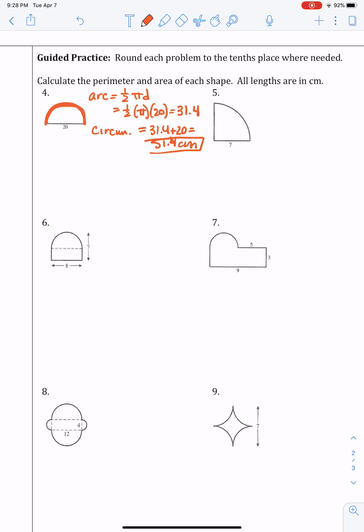So there's my circumference. Area equals half of pi r squared, which is half pi 10 squared, which is 157.1 centimeters squared. Now, why did I use halves here? Because that's a semicircle.